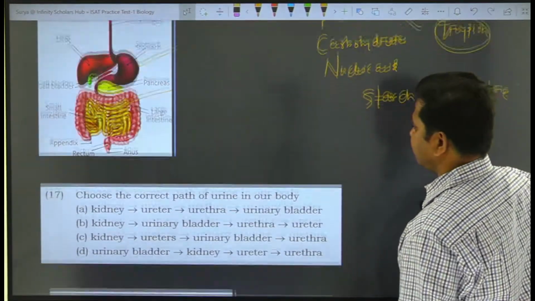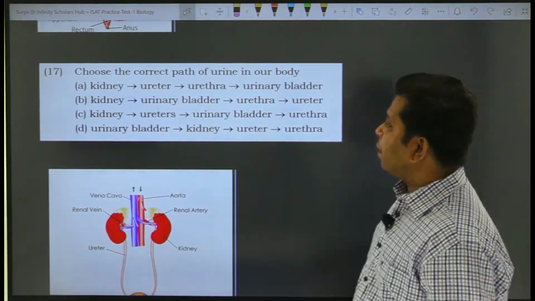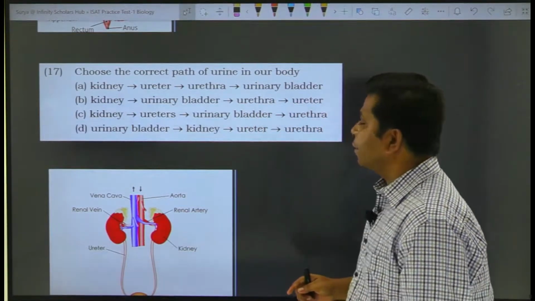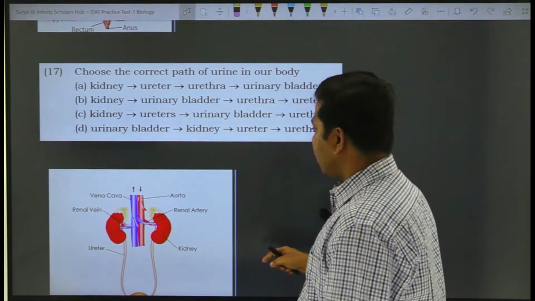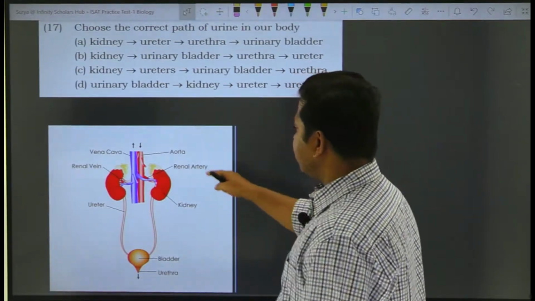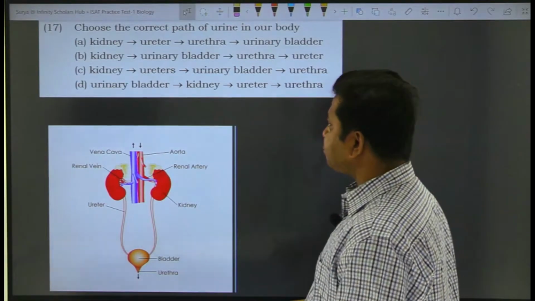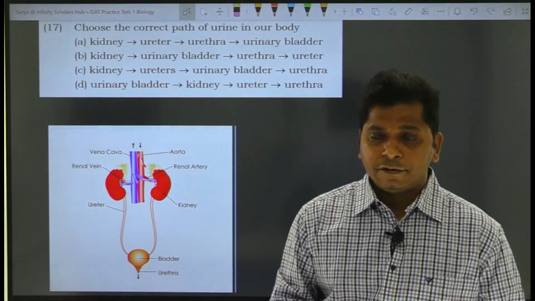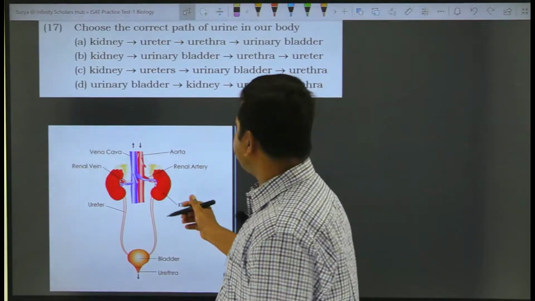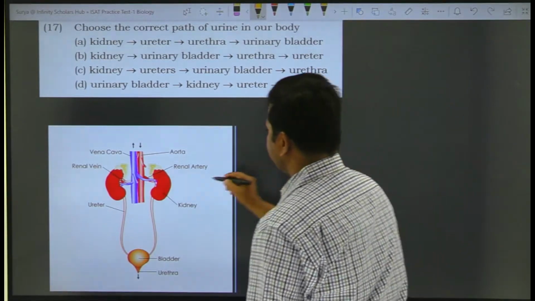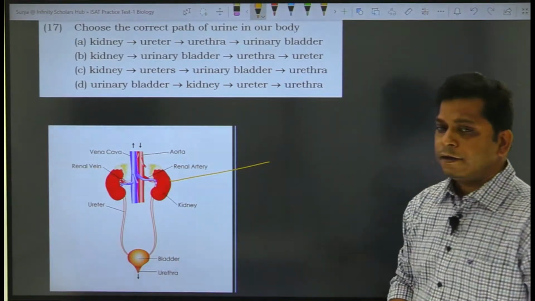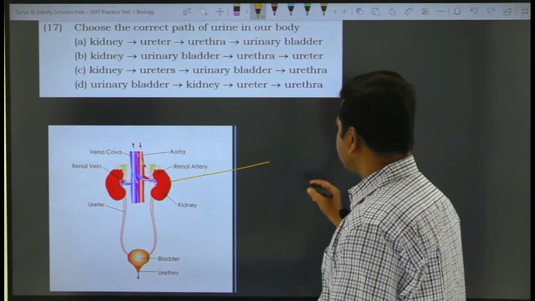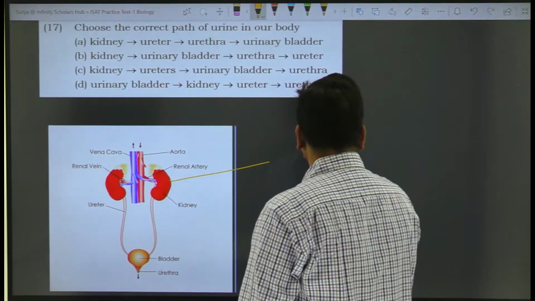Let us look at the next question. It has asked us to verify the correct pathway of urine in our body. If you look at this picture here, the pathway would be very clear to you. The urine is produced by the process of filtration, and the filtration takes place in the kidney, especially here. The filtration takes place in some special units which are present in the kidney, which are called nephrons.